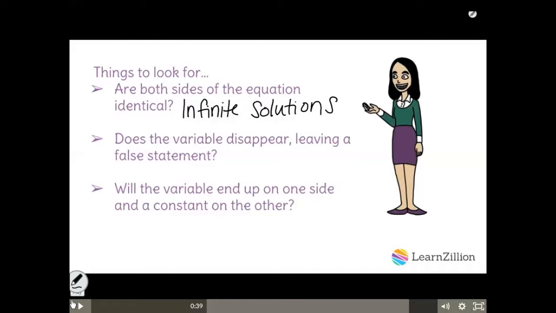So if you look at something and let's say you have 3x plus 7 equals 3x plus 7, do you need to finish that completely? No, right then and there you can see they're identical. There is an infinite amount of solutions. Does the variable disappear, leaving a false statement? Which type does that match with, Kyla? No solution.